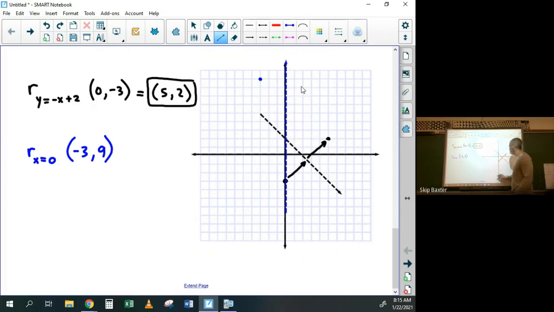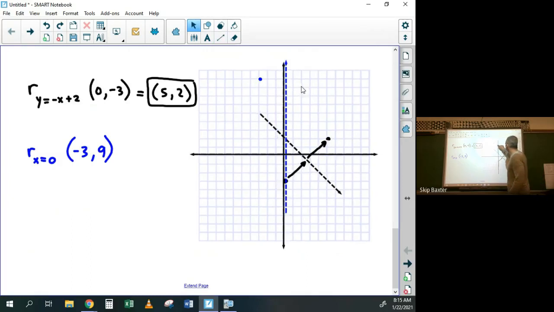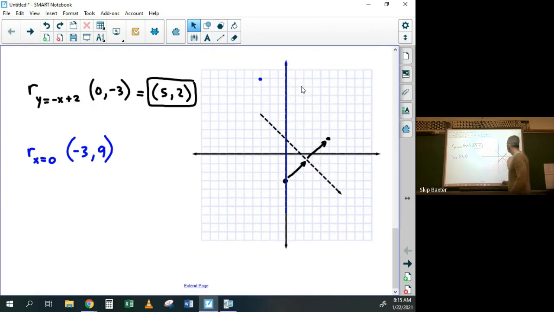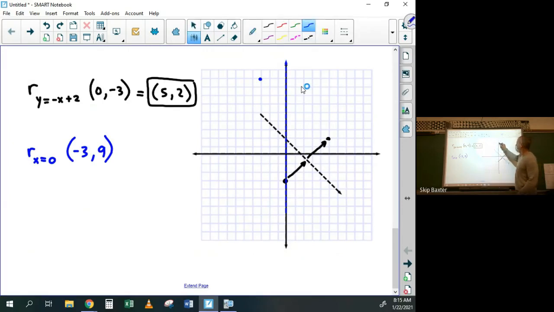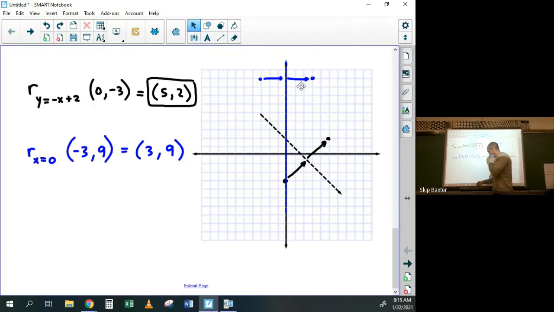Okay. And then I'm going to go straight to the line of reflection, the y-axis, and then across it the same number of squares. So this is 3. I'm going to go across it 3 more, and I end up right there. So this answer would be 3, 9. Let's do one more example, and then we'll move on to point reflections.